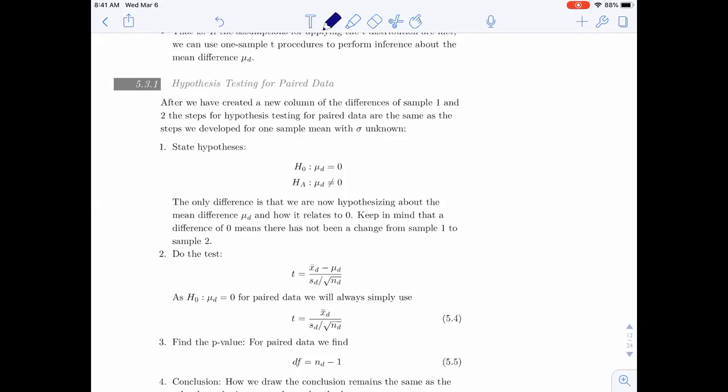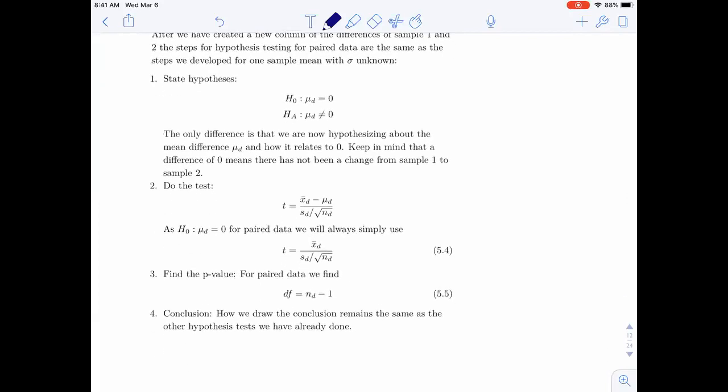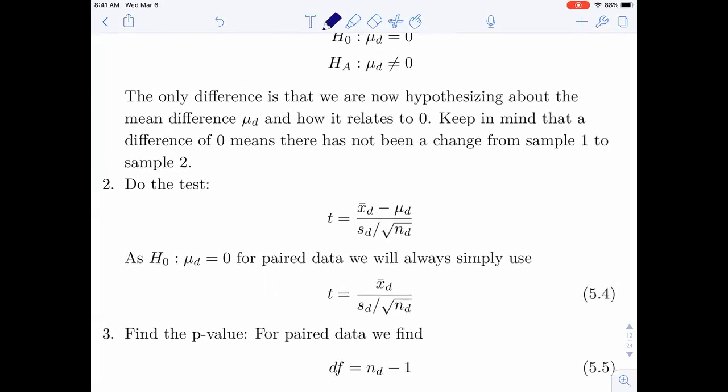Oh, forgot to mention that. So here, I'll zoom in. Pop up. There. Should have scrolled down a little bit.